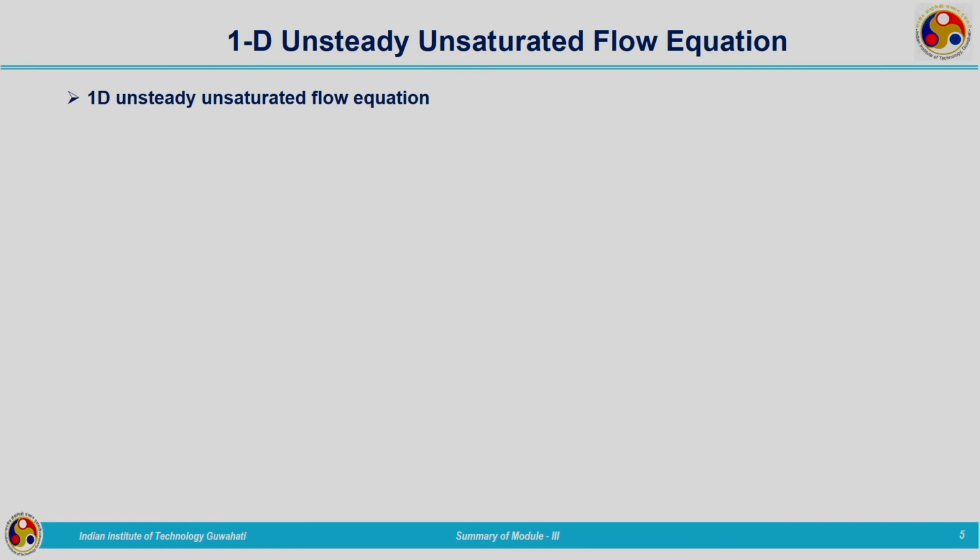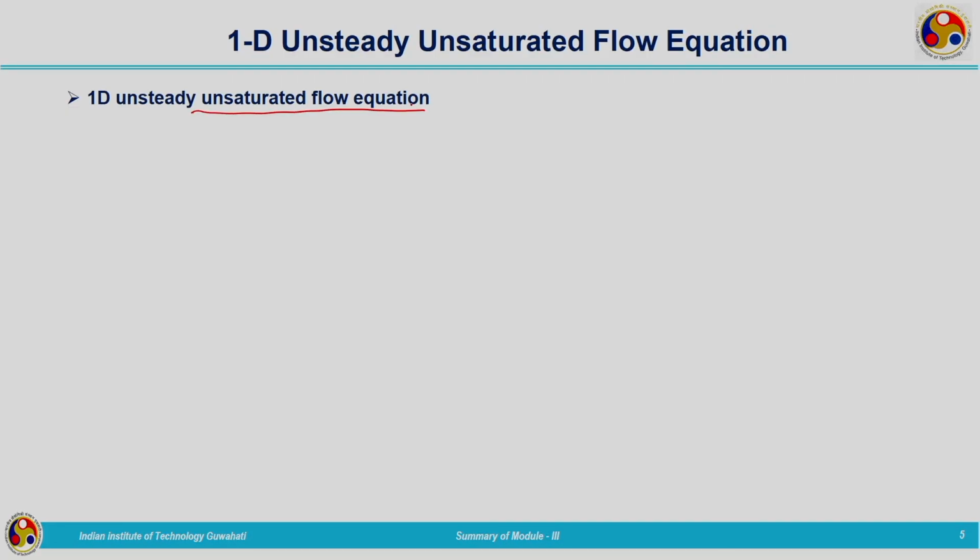After understanding the driving energy within the unsaturated zone, we moved on to the derivation of the unsteady unsaturated flow equation. The one dimensional unsteady unsaturated flow equation was derived. It consisted of our fundamental equations, the continuity equation and the momentum equation, that is the mass and momentum conservation equations, considered together to develop the one dimensional unsteady flow equation in the unsaturated zone.